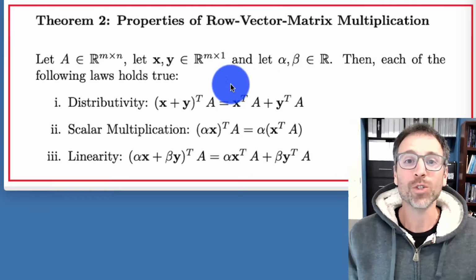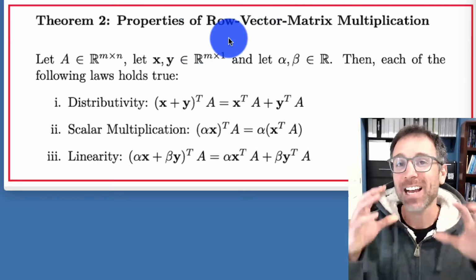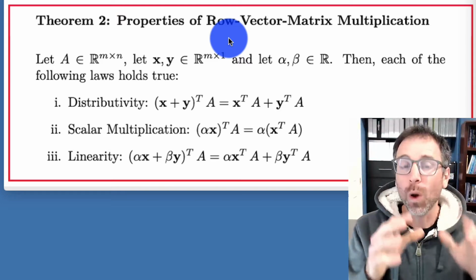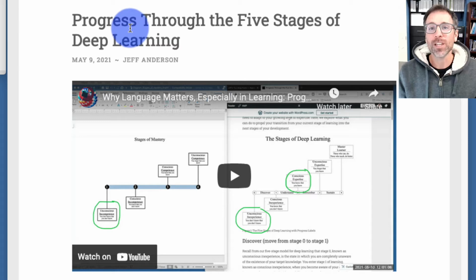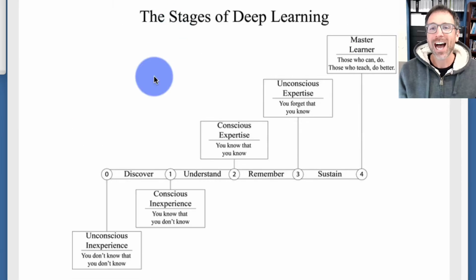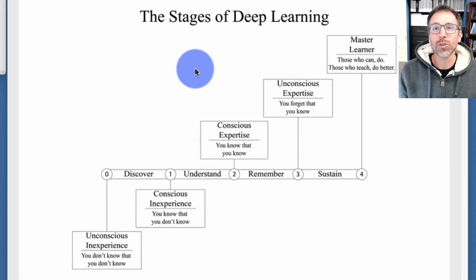Before we dive into the formal study of these algebraic properties, I wanted to highlight a metacognitive approach to what we're doing as we build this knowledge. Specifically, if we look at a blog post that I wrote called Progress Through the 5 Stages of Deep Learning, I want to highlight one of the approaches that we're taking here. I like to say that deep mastery in mathematics is a process, not a destination.